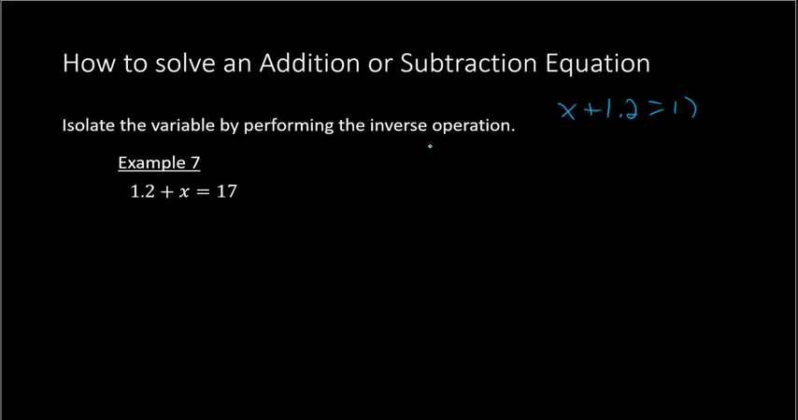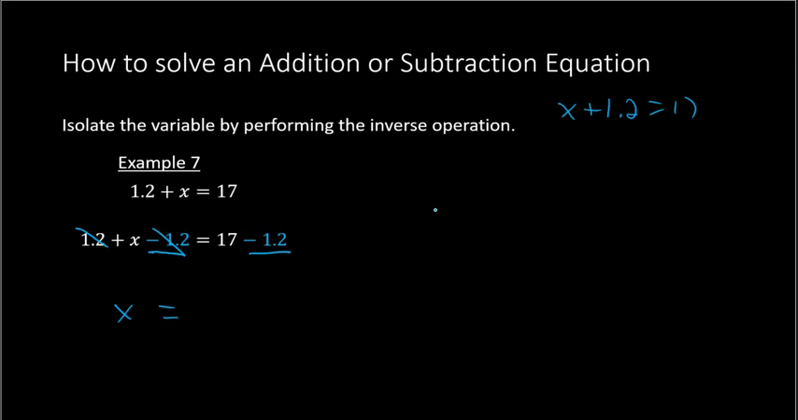And either way you want to look at this, we have a 1.2 being added. So to get rid of the addition of 1.2, we do the inverse operation of adding, which is subtracting. So we subtract 1.2 from both sides, which we see right here. And when you do that, the 1.2's cancel out. So you're left with x on the left, and then 17 minus 1.2 on the right.